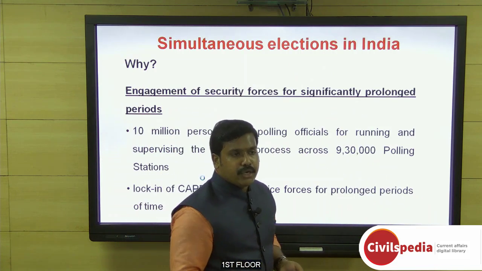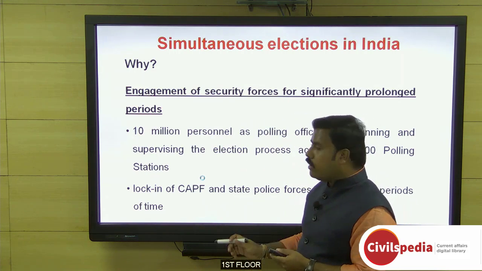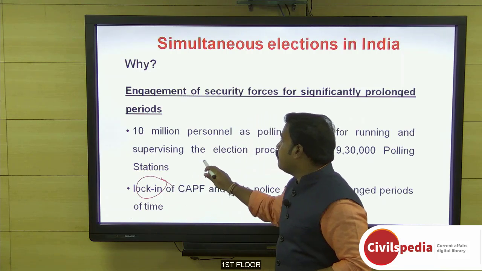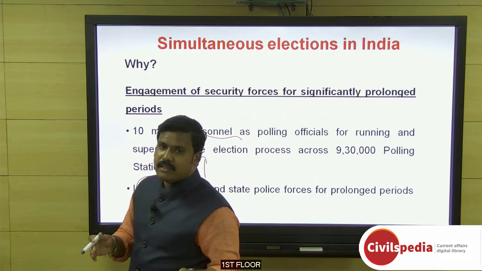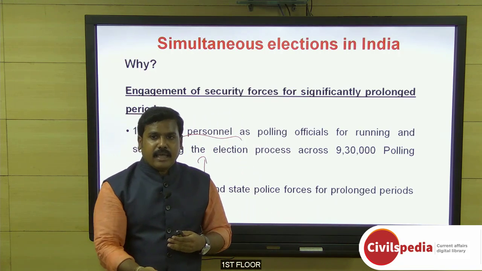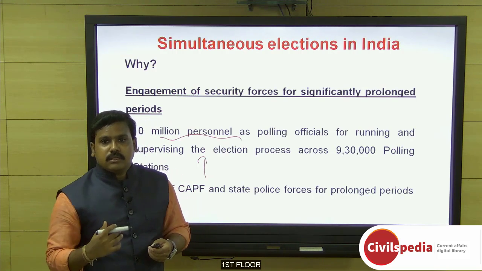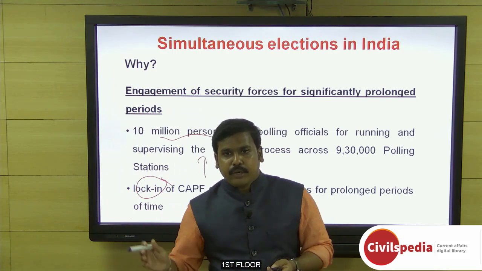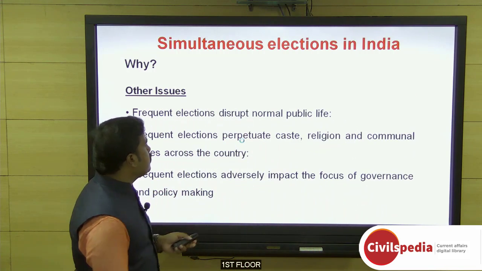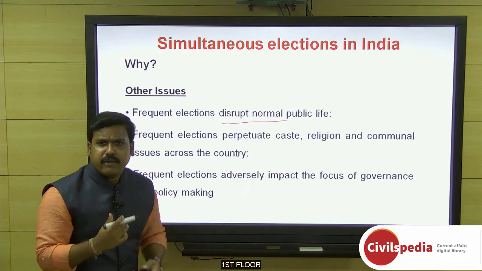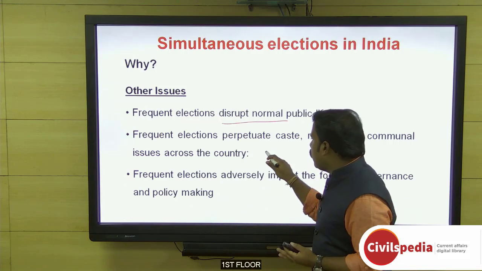Next is about the engagement of security forces. The prime objective of the security forces will be defeated because they will be locked in for the elections, as many as 10 million persons are involved in so many phases. That too, especially in Naxal affected areas and border areas. So this sort of diversion is not good because of the prolonged time. Other issues: frequent elections disturb normal public life, and they perpetuate caste, religious, communal issues also. This is another problem.